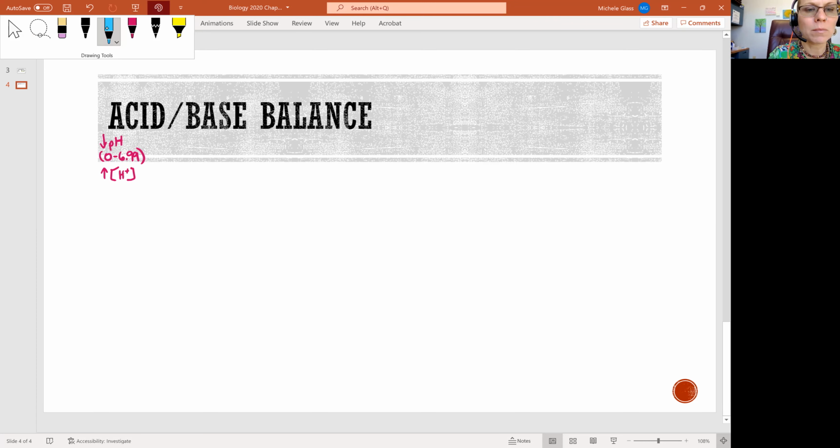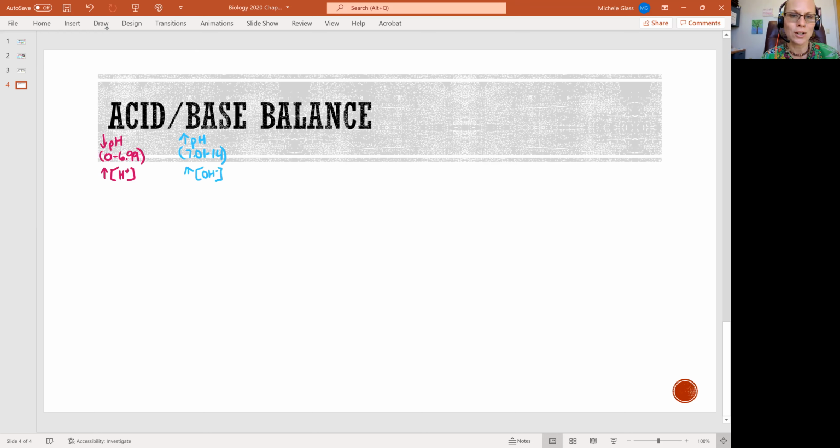Whereas when we talk about bases, we're going to have a high pH. So this is a number 7.1 to 14 on the pH scale. And what we can say here is we have a high hydroxide ion concentration. And remember, both acids and bases are equally damaging to our cells, right? So one isn't better than the other.